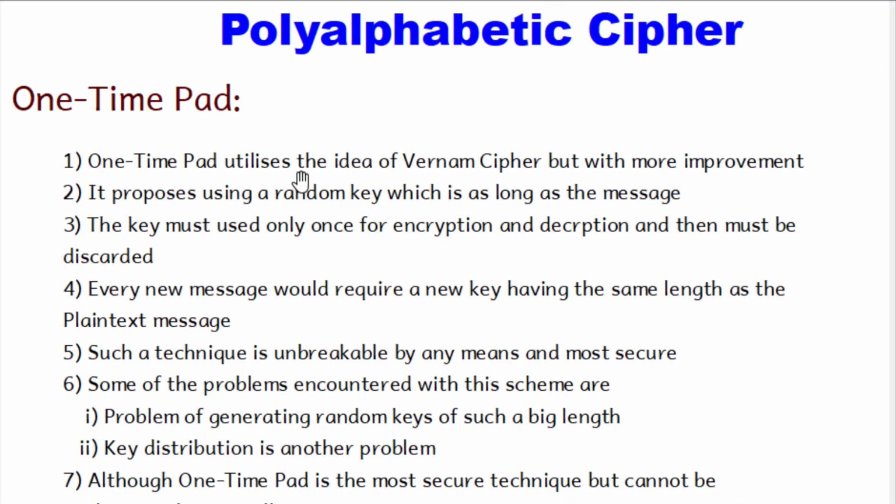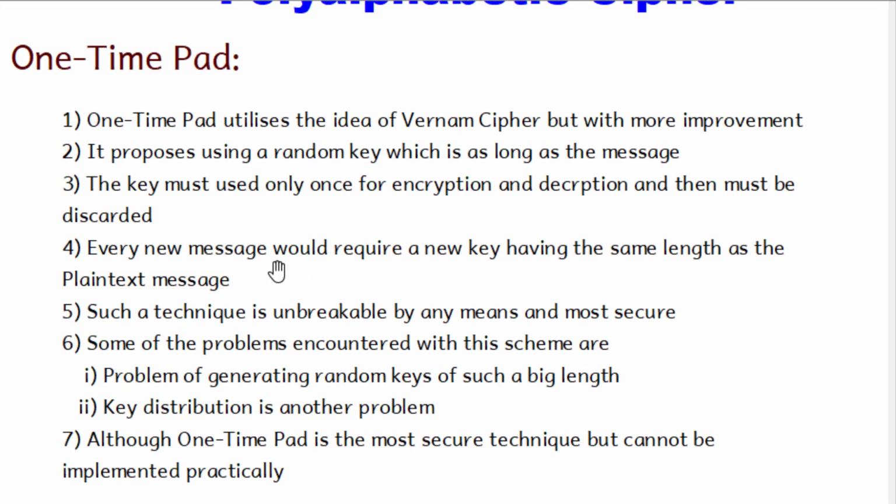Okay, then the last one is the one-time pad. Now what is the use of this one-time pad? This one-time pad utilizes the idea of the Vernam cipher, but it has some more improvement as compared to the Vernam cipher. So it was proposed that we can use a random key, as long as the message. We can select a key which is of the same size as the message, but the difference here is that once the key is used, it must be discarded. So every new message will require a new key having the same length as the plain text message. This is the difference as compared to the Vernam cipher.